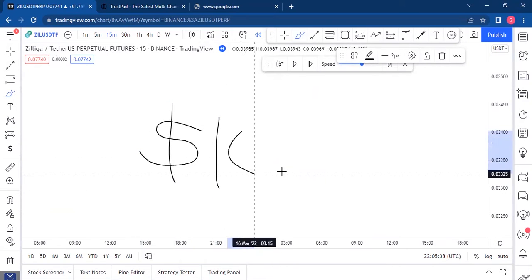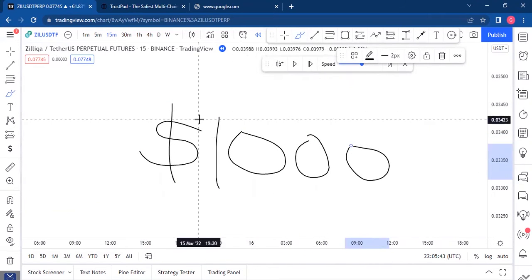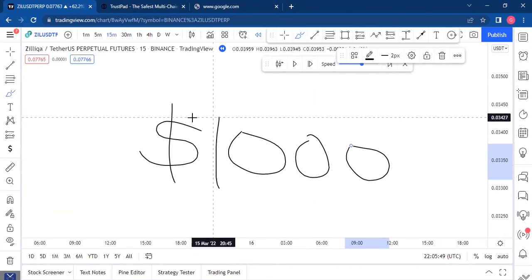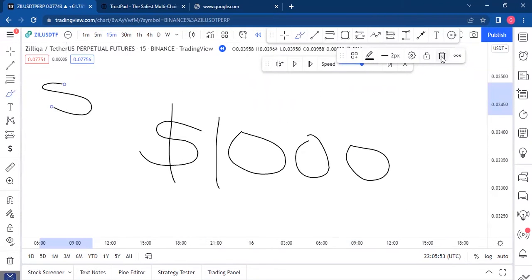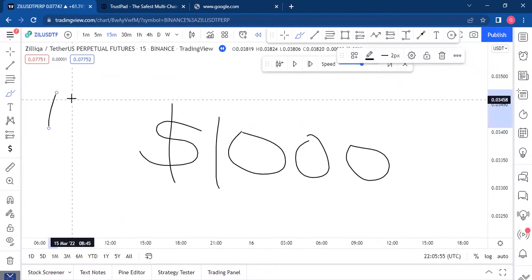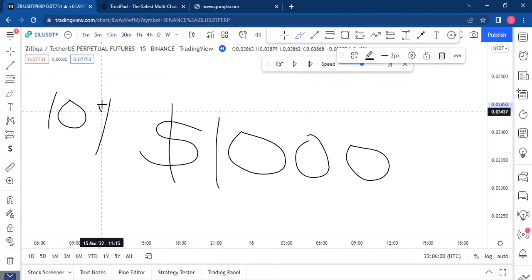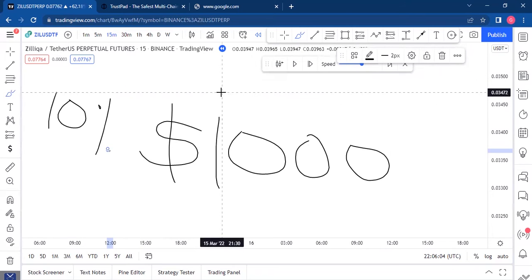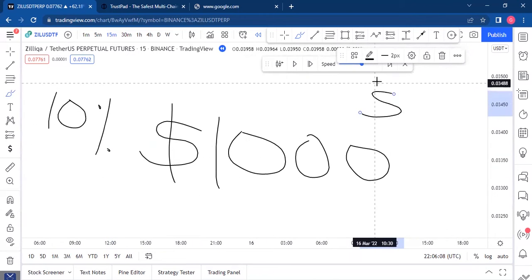So for instance, you have a $1,000 account, right? Now we're going to risk management. If you have a $1,000 account, you should be using at most 20% of your portfolio to enter each trade. Either 10% or 20% of your portfolio per trade. 20% is even too high, because 10% of $1,000 is $100 per trade.